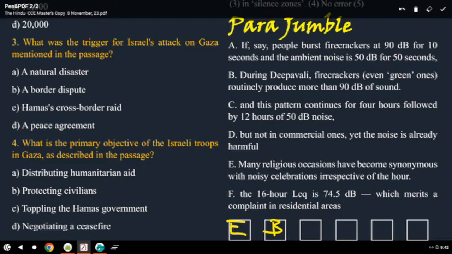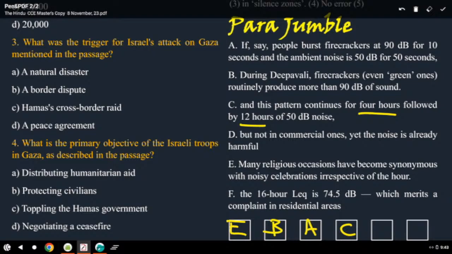If, say, people burst firecrackers at 90 dB for 10 seconds, and the ambient noise is 50 dB for 50 seconds, what is the next one? C is the next one. And this is a pattern. And this pattern continues for, underline 4 hours by 12 hours. 12 plus 4, how many?